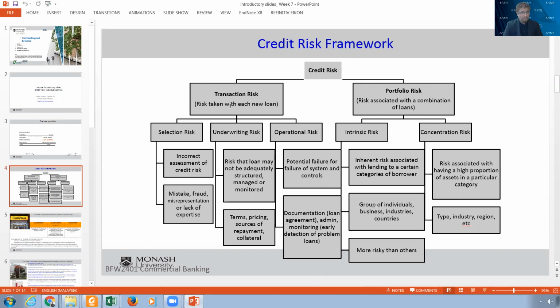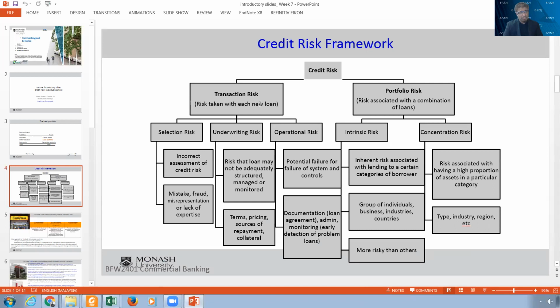Now, let me talk about the transaction risk, which is the risk taken with each new single loan. All of those loans later on will be a portfolio, and the management of the portfolio risk is a different issue, which is coming here. Most of the modeling is dealing with this issue, which is week 7.